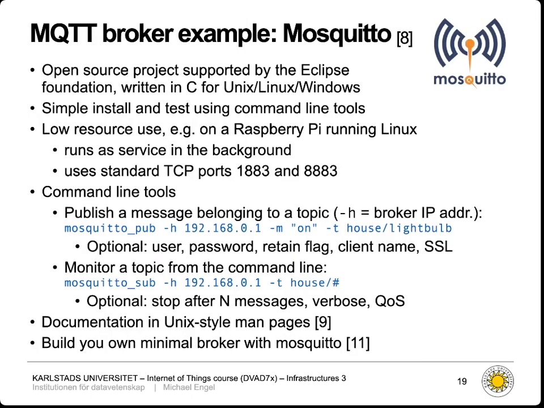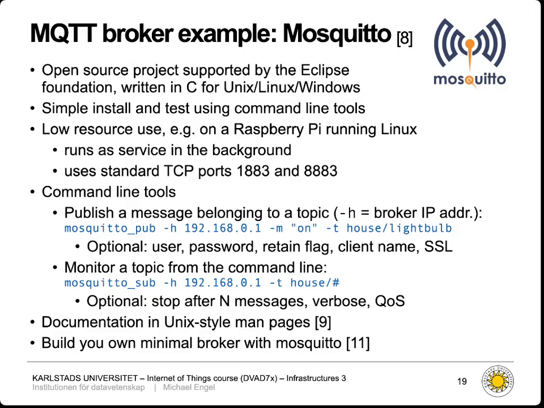So MQTT brokers exist in many forms. There are commercial solutions, there are open source solutions, and one commonly used open source solution is called Mosquitto. Mosquitto is an open source project supported by the Eclipse Foundation. It's written in C, so it can run on most machines that have a C compiler available, from small AVR controllers like in Arduinos to a Raspberry Pi or even a regular PC, and it can be compiled on Unix, Linux, Windows systems, and probably on a large number of embedded systems too.